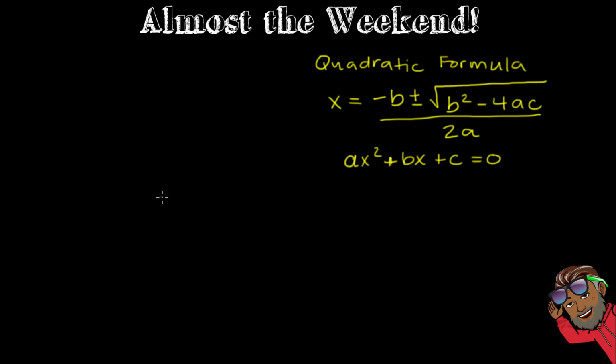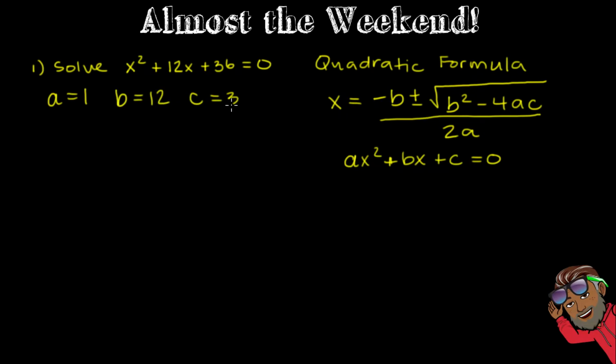Okay, so let's take a look at our first example. We have: solve x^2 + 12x + 36 = 0. The way this works is it's already in standard form, so I'm just going to say a is 1, b is 12, and c is 36.